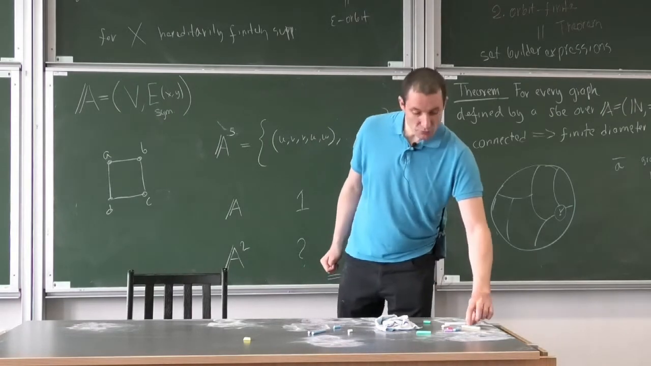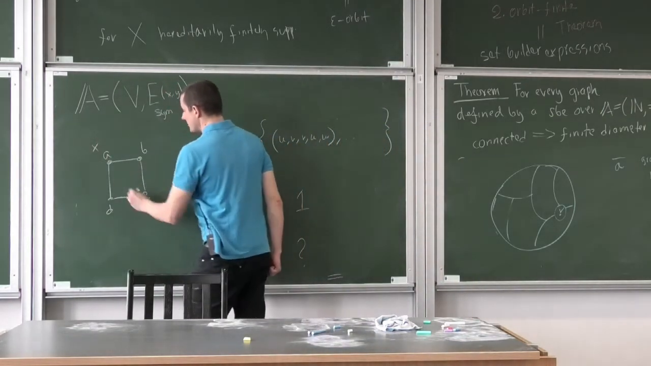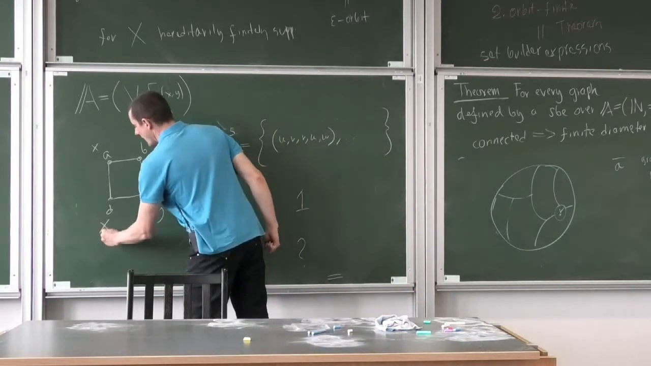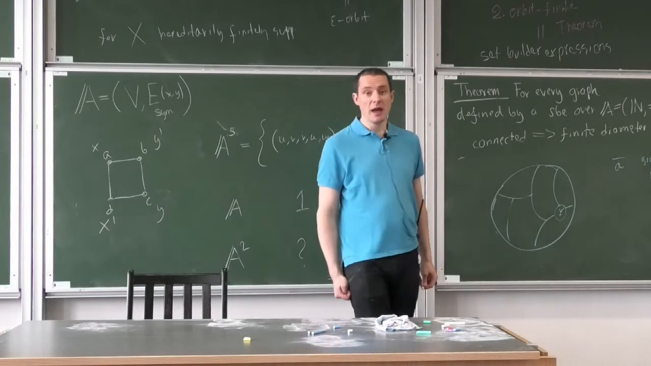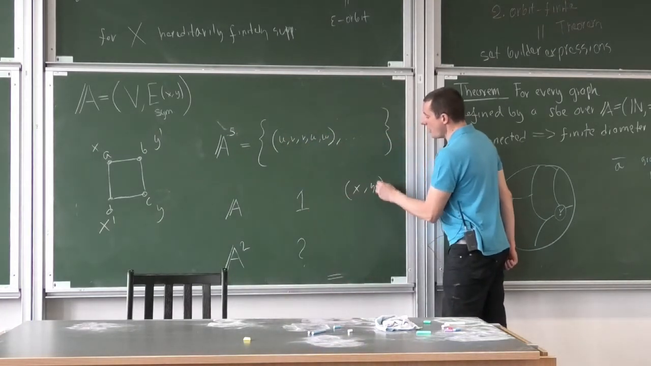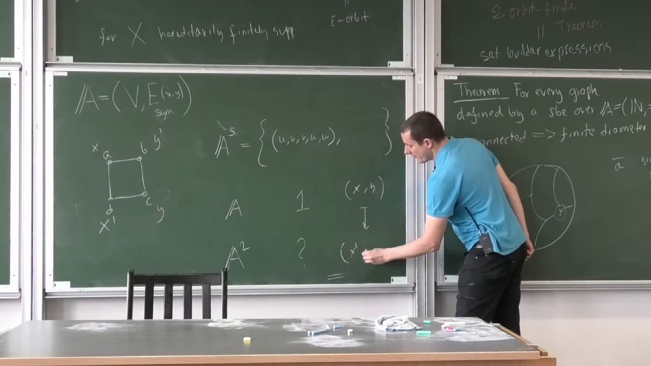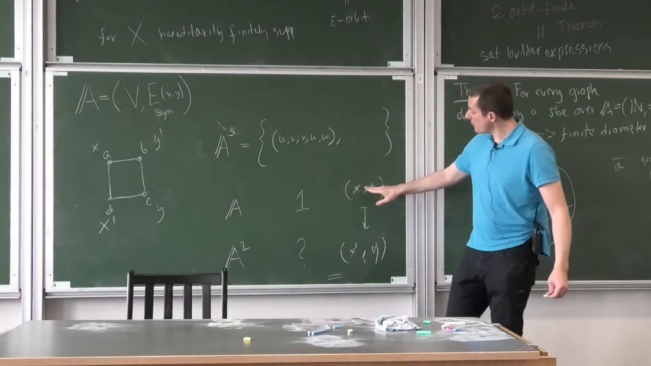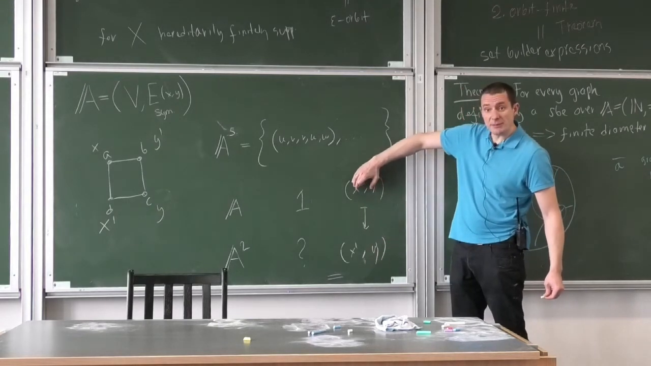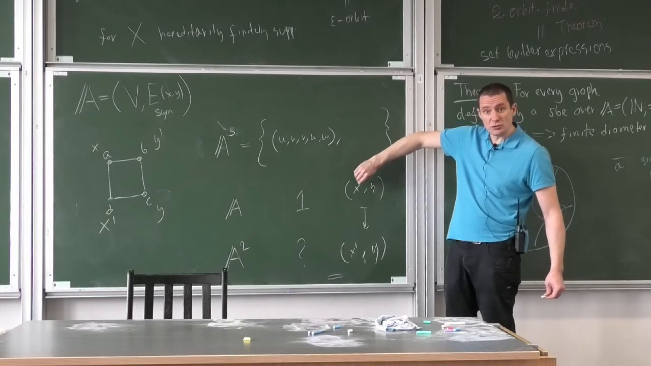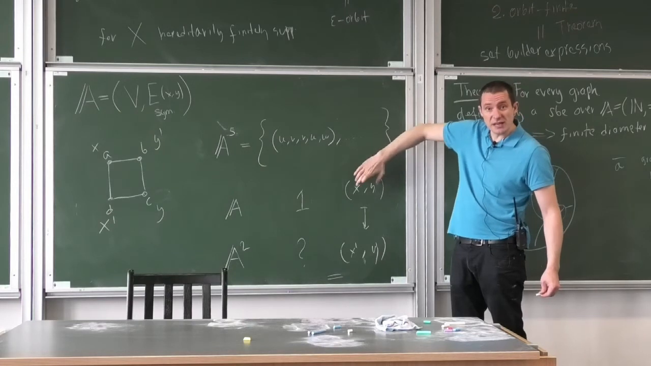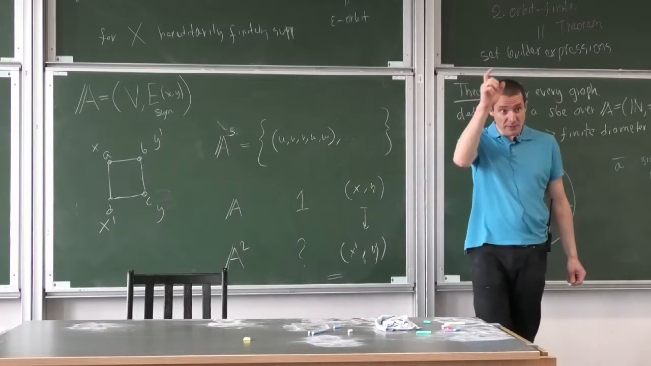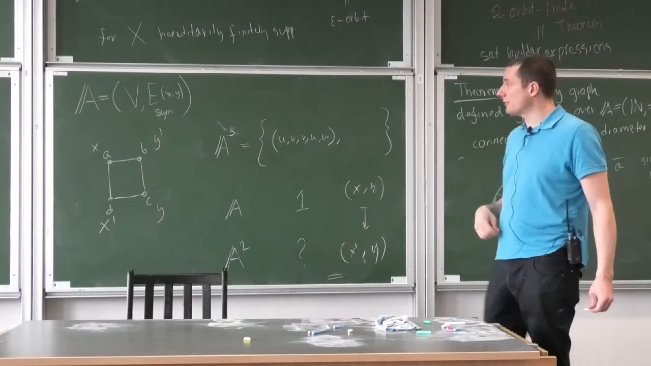So I want to take some pair like x, y, and some other pair like x prime, y prime. And I want to know if I can map x, y to x prime, y prime by an automorphism. Now I want to underline that it is the same automorphism that's used for x and for y. I don't independently choose an automorphism here and an automorphism here. It's the same automorphism that's applied. Otherwise, there would be one orbit because I would independently choose one here and one here. But they're dependent, yes? So how many orbits does A2 have?